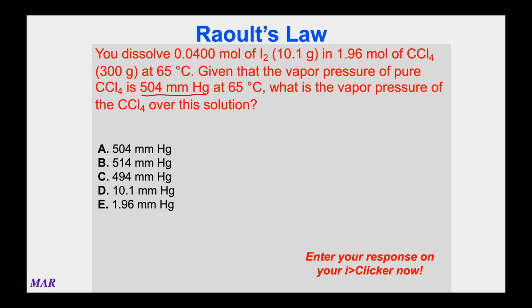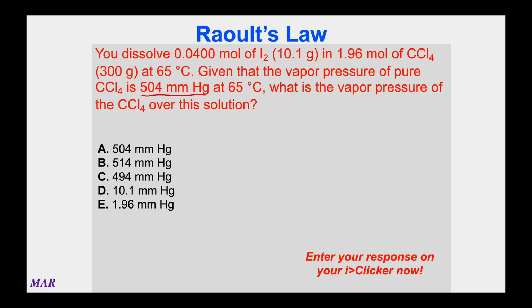So in this problem, what we need to do is first of all find the mole fraction of solvent, and that's the mole fraction of CCl4. So we'll take the moles of CCl4, 1.96, and divide by the total moles. So we'll divide 1.96 by, parentheses, 0.0400 plus 1.96. That's going to give us the mole fraction of the solvent. And we'll multiply that number by 504 to get the answer.